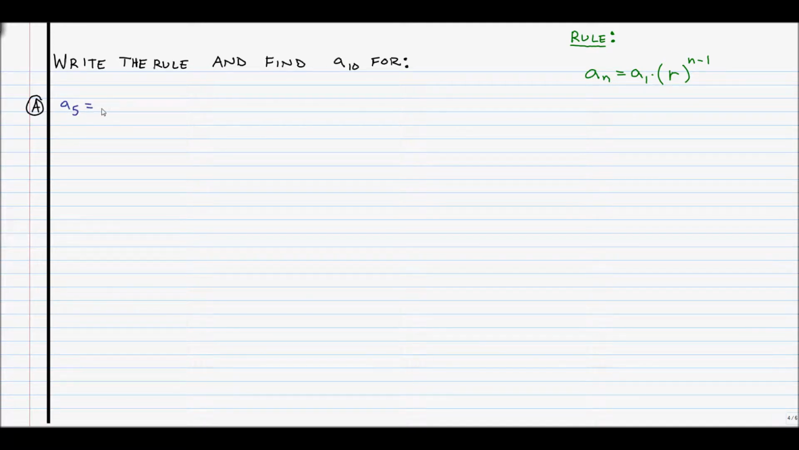So we'll get a specific term such that we have a situation like this. They're telling us a sub 5, the fifth term, is 96. And they're going to tell us the ratio. So they'll save us the trouble of having to figure out what that r value actually is. So here we go. A sub 5 is 96 and r equals 2.